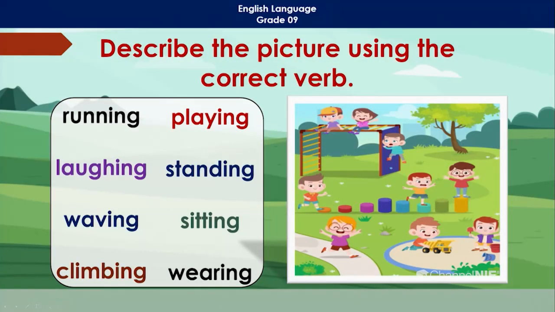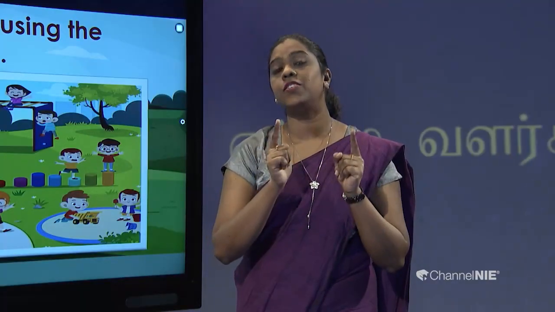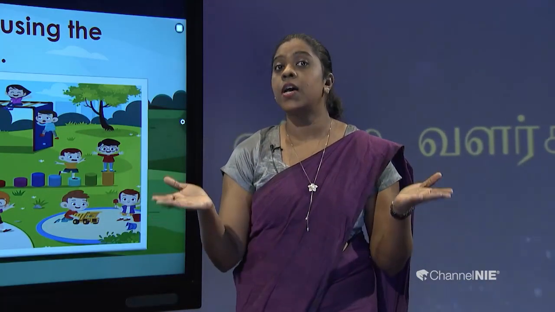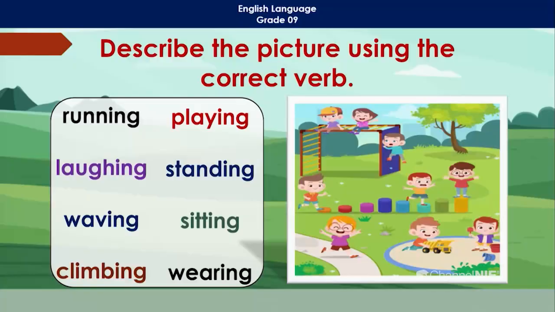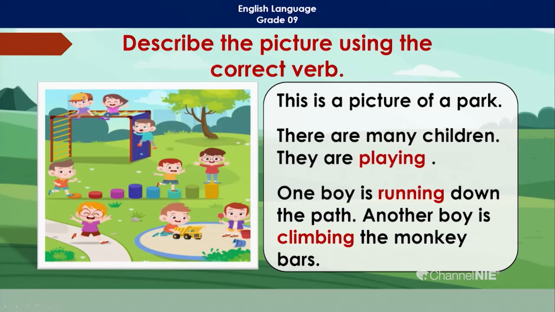All right. So we have another wonderful picture here, and here, children, we are focusing on the verb. We initially reminded you that we must use the ing form of the verb because we are using present continuous tense, right? Look at these verbs on the screen: running, playing, laughing, standing, waving, sitting, climbing, wearing. All these words are very simple words, you understand them. So Miss Suchitra, straight away we'll go to the work, and it's up to you.